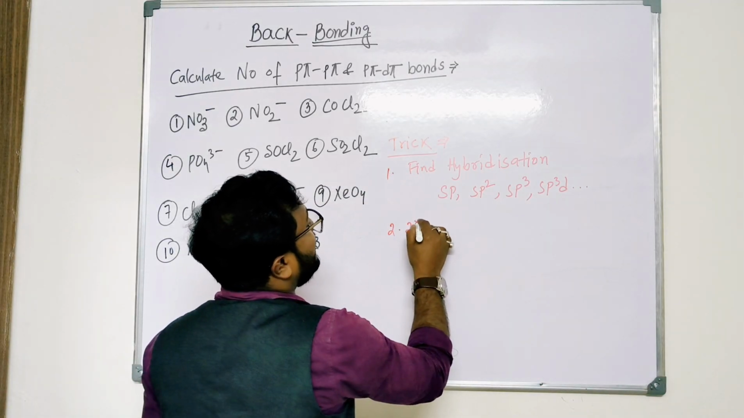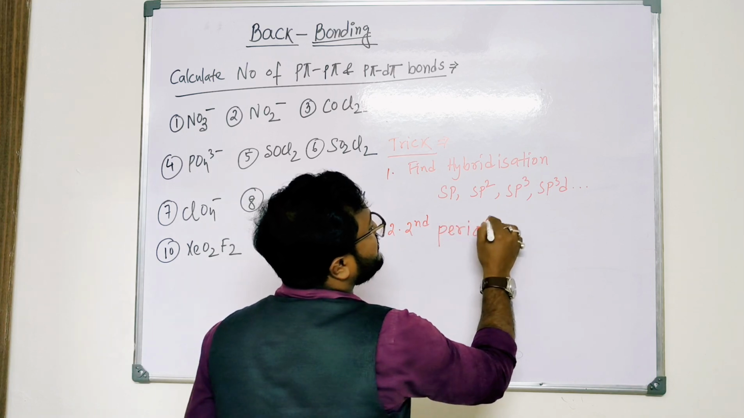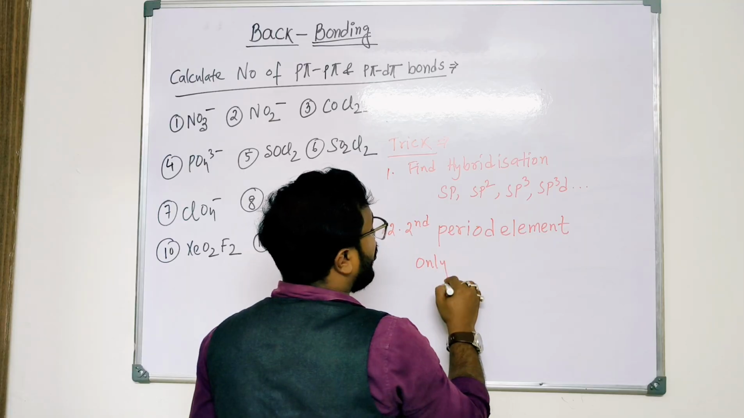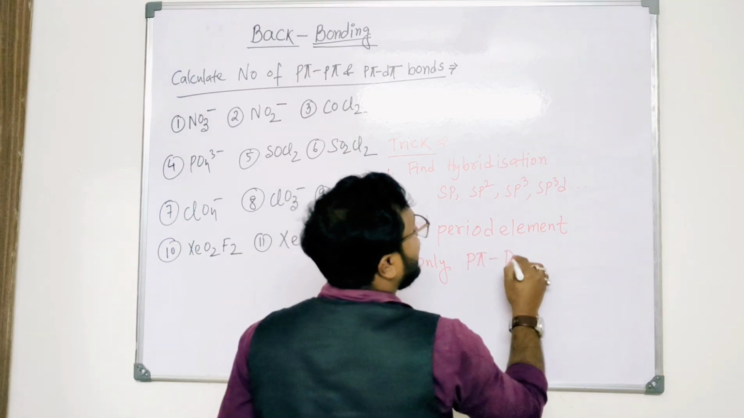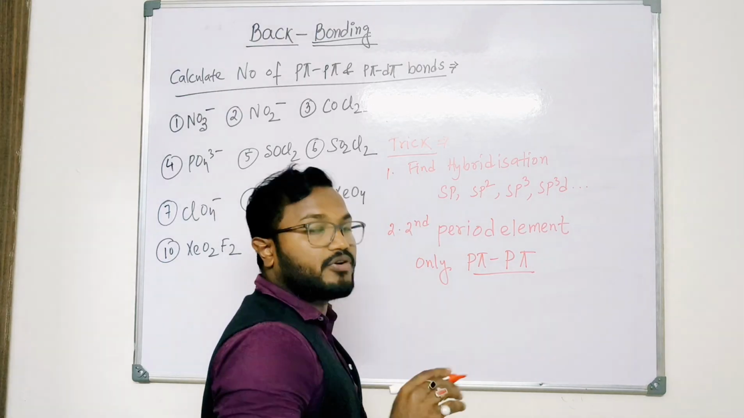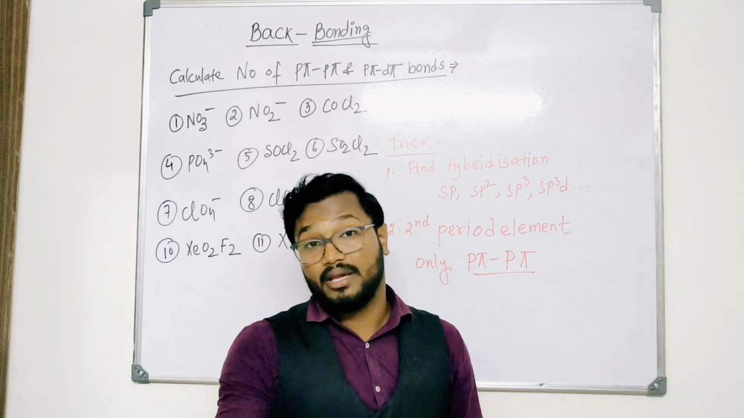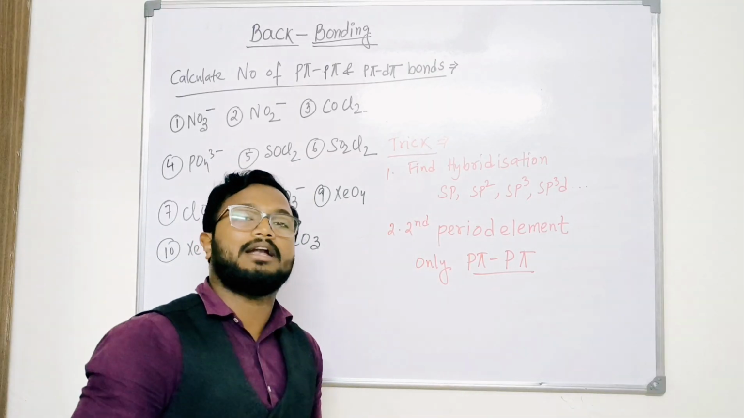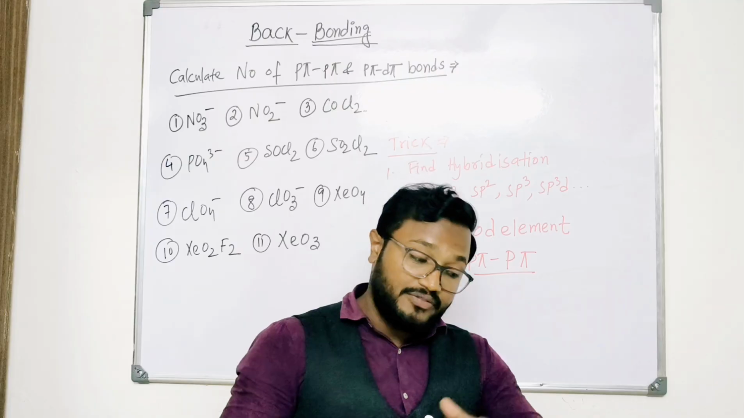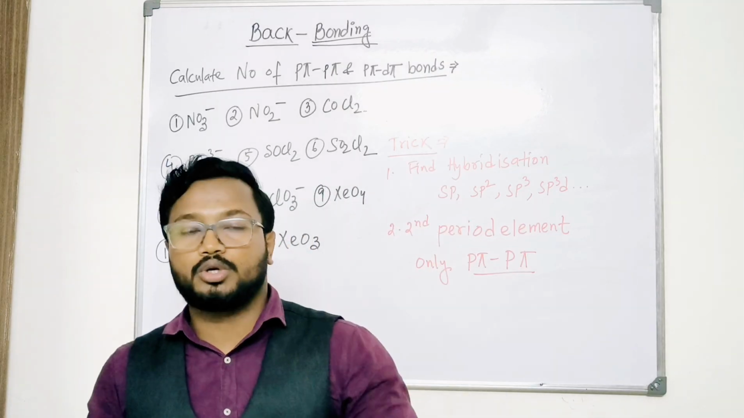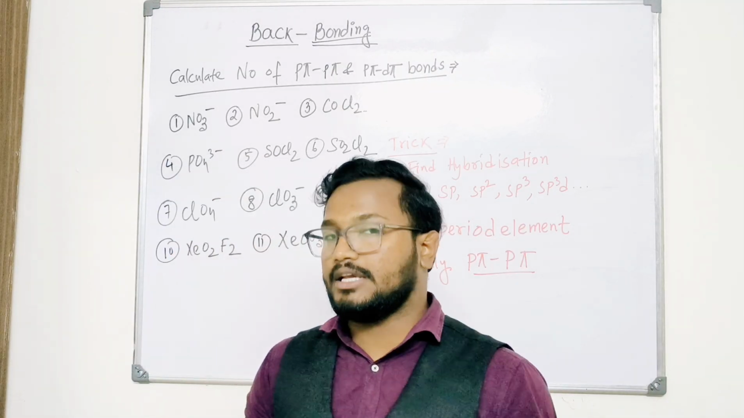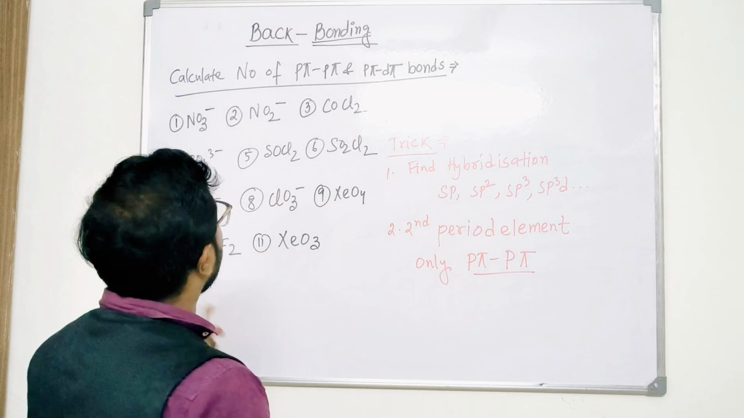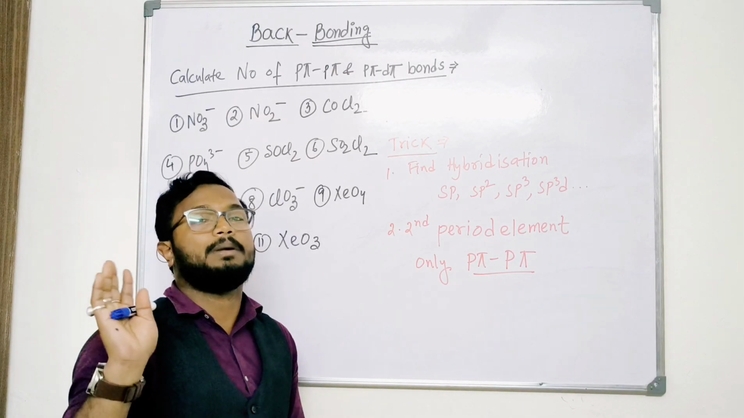Second, if you are taking a second period element, for a second period element only p pi back bonding is observed. For second and third period, p pi d pi is observed. Why? Because in the second period, there is no d orbital. So from the third period, p pi d pi back bonding is possible, because if atomic number is 13 or more, in that case only p pi d pi back bonding can be observed. Let's take the questions one by one and we'll find out how many p pi or p pi d pi back bonding is there.